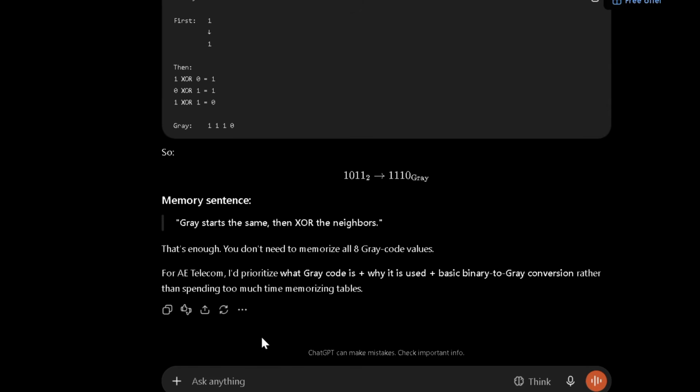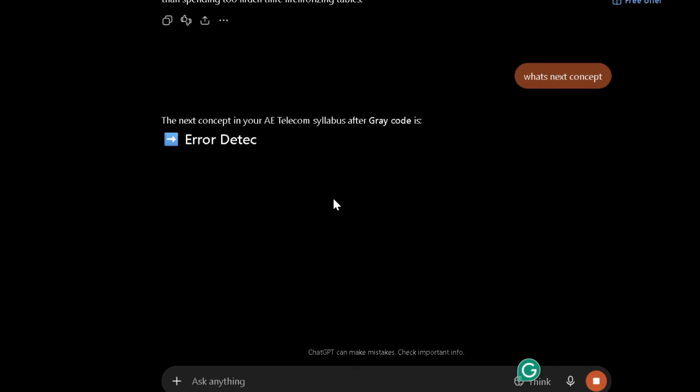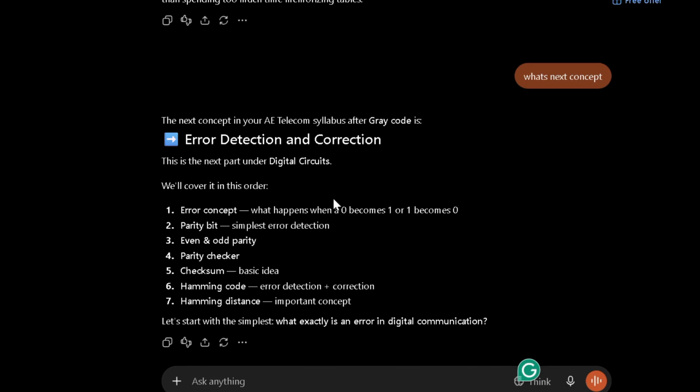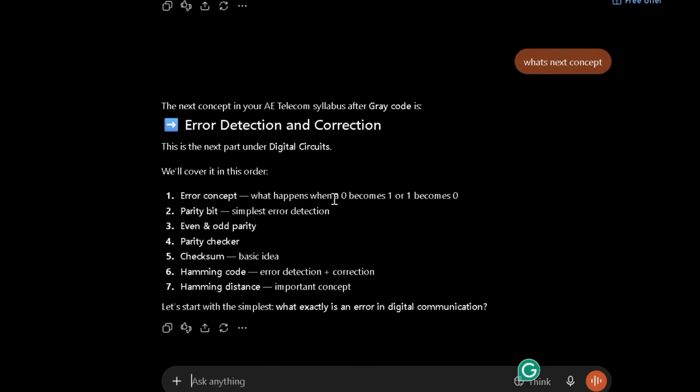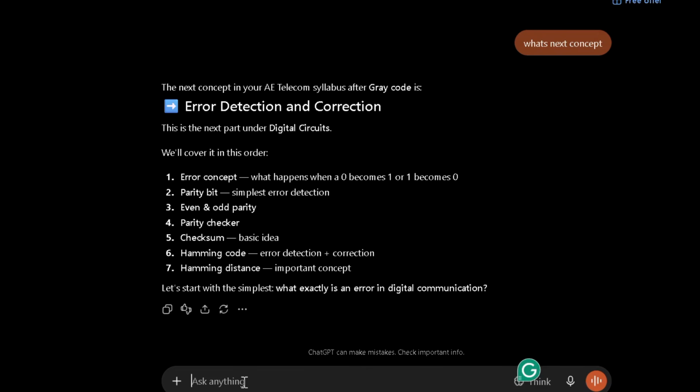Okay, what's next, guys? Error detection and correction. I have covered this cycle. Let's start error detection and correction.